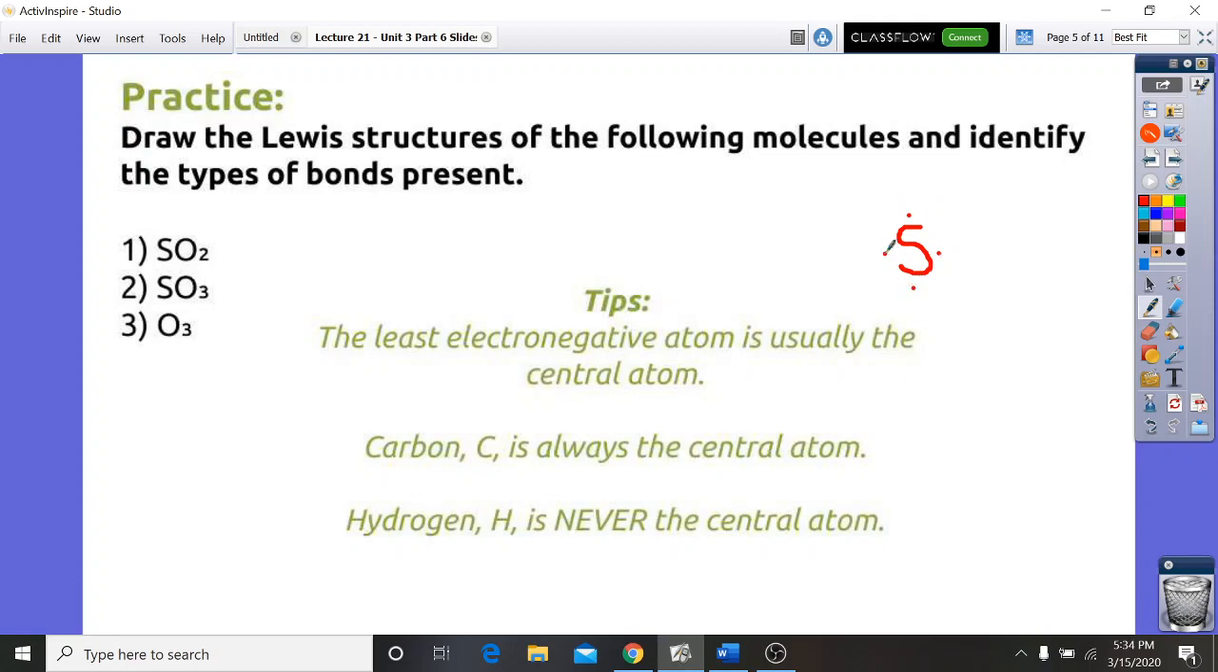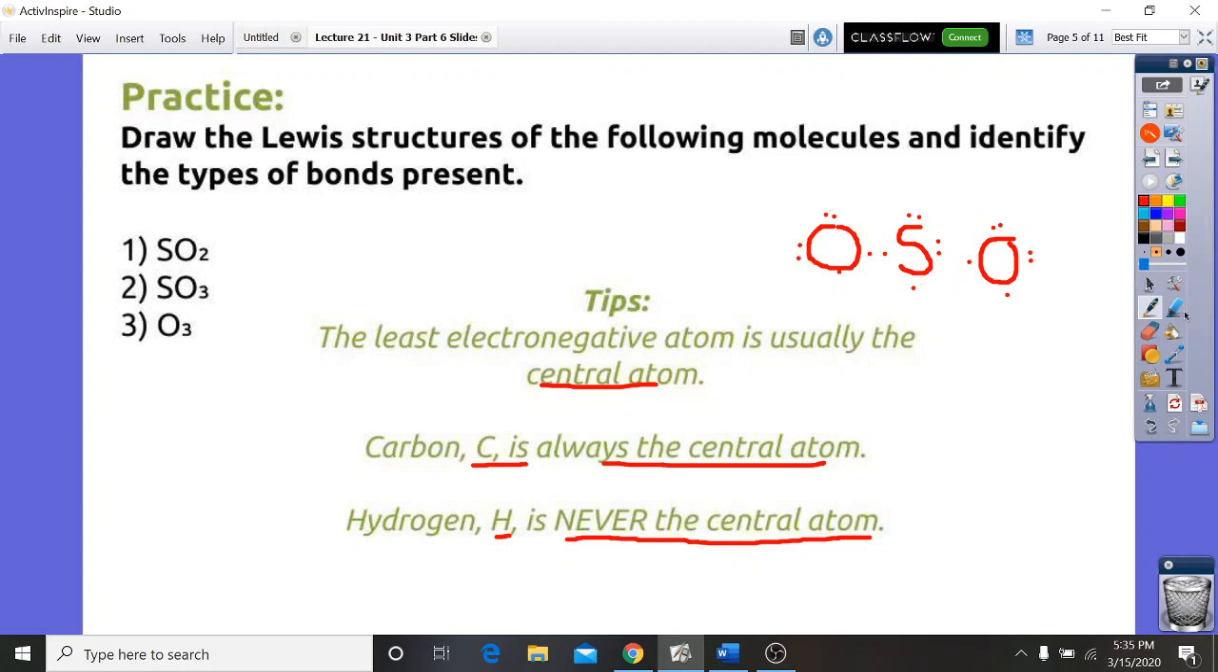As I put these valence electrons, though, remember that carbon, regardless of electronegativity, will always go in the center. And hydrogen, because it's so small and can only make a single bond, will never be in the center. It will always be on the side. So here's S, and so I know S is going to hold these two O's. So I'm going to put one O here, 1, 2, 3, 4, 5, 6. And I'm going to put the other O over here, 1, 2, 3, 4, 5, 6.